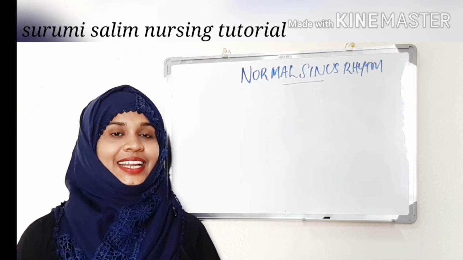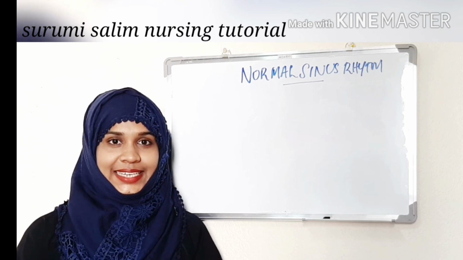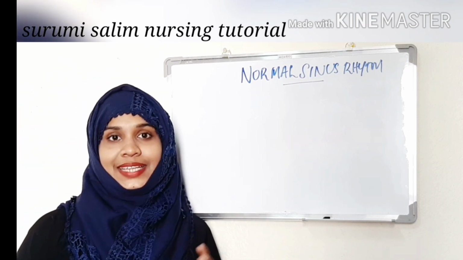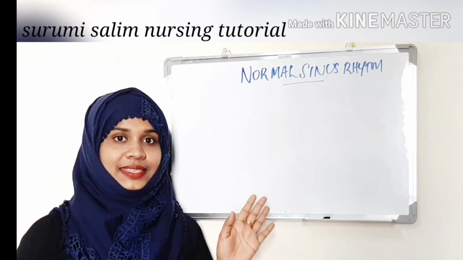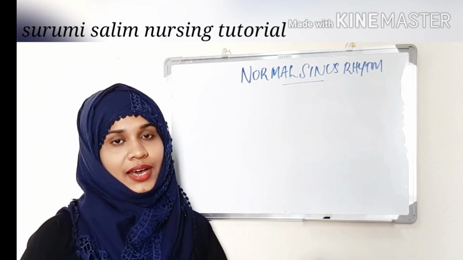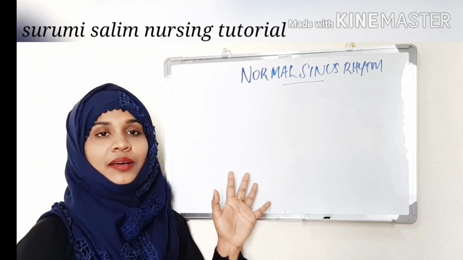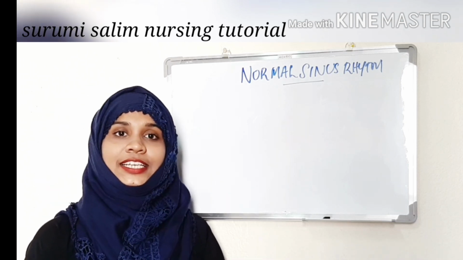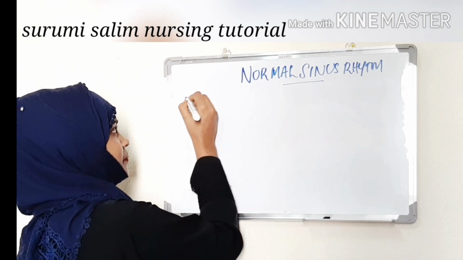Today's class is regarding normal sinus rhythm, ECG leads and cardiac axis. So first of all we will go to normal sinus rhythm. As the word itself says, this is the normal rhythm of the heart, the normal regular rhythm of the heart, and it has a heartbeat of 60 to 100 beats per minute.